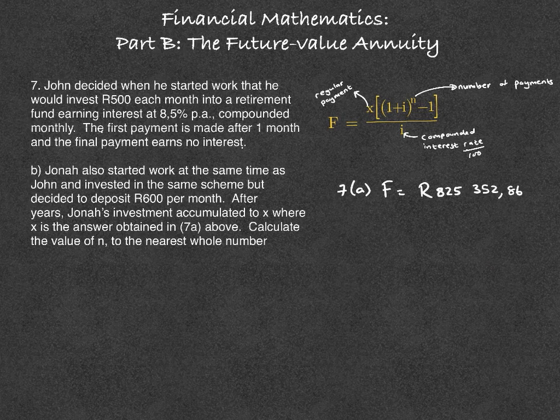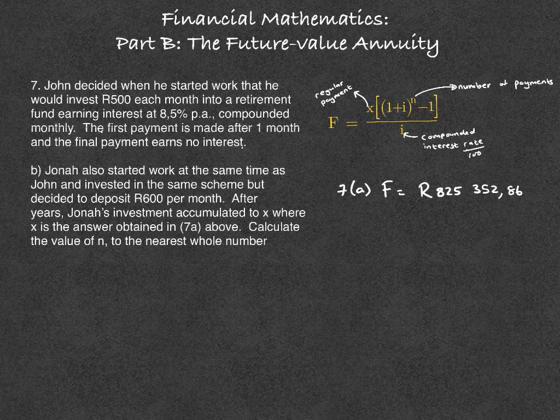In question 7b, Jonah also started work at the same time as John and invested in the same scheme, so it's the same interest rate, but decided to deposit 600 Rand a month and not 500 Rand a month. Then, after a certain number of years, Jonah's investment accumulated to X, where X is the answer obtained in 7a. Okay, so that's 825,352 Rand. Calculate how long it took for his investment to accumulate, to the nearest whole number.